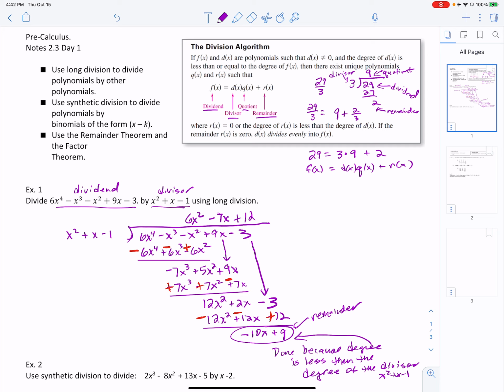And so just like we wrote the 9 plus 2/3, the quotient comes first. So we are saying this division, my answer is going to be my quotient.